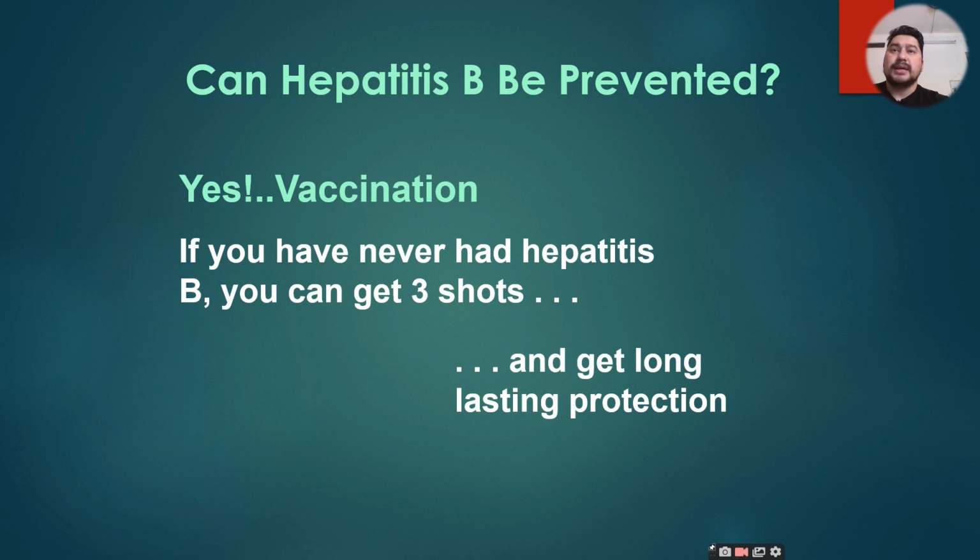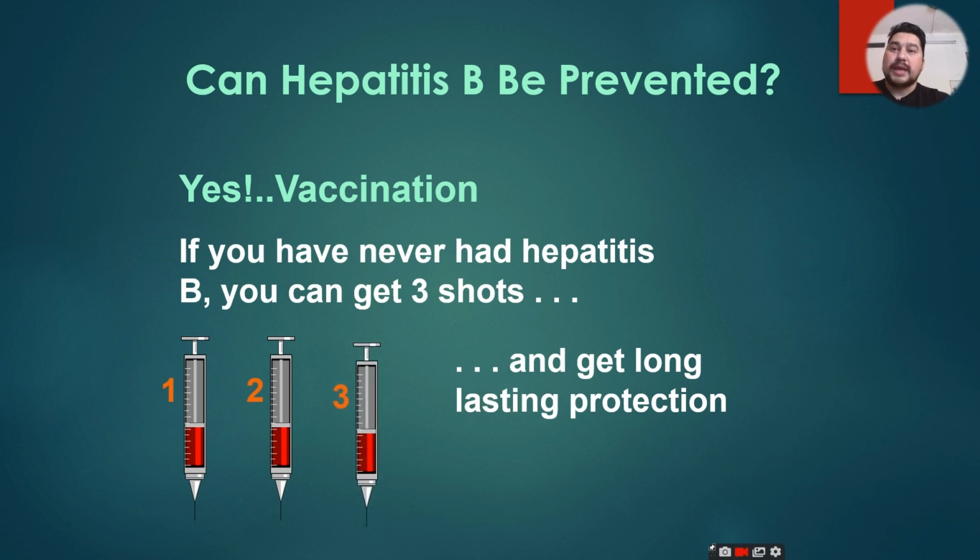Can hepatitis B be prevented? Yes, a vaccination is available which can prevent hepatitis B. If you have never had hepatitis B, you can get 3 shots and get long-lasting protection. You can get the vaccination and that vaccination can protect you long term. So, first dose, second dose, and third dose. These 3 doses you can take.